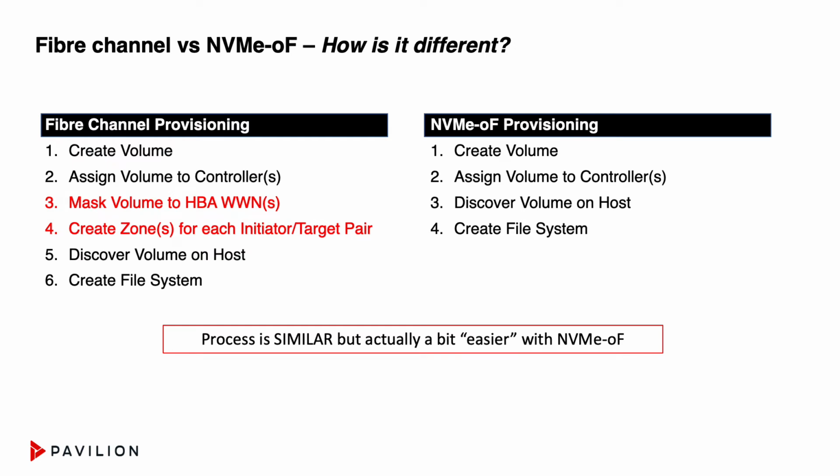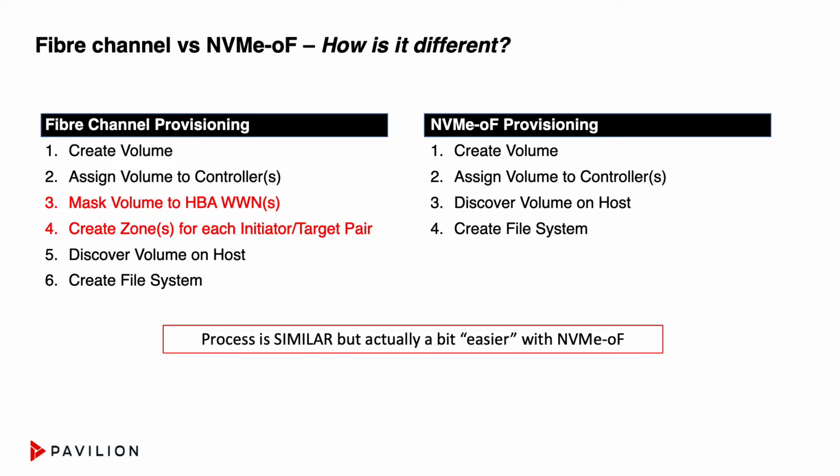We get asked quite a bit, what is the difference between configuring and provisioning a volume on Fibre Channel versus a new, more modern way, NVMe-over-Fabric? So really, how is that different? Let's start with the Fibre Channel provisioning process, or the Fibre Channel way. You create a volume on a storage array, you assign that volume to a controller, you mask that volume to an HBA, then you create zones for each initiator target pair, then you go to the host and you discover that volume, and then of course, you create a file system.